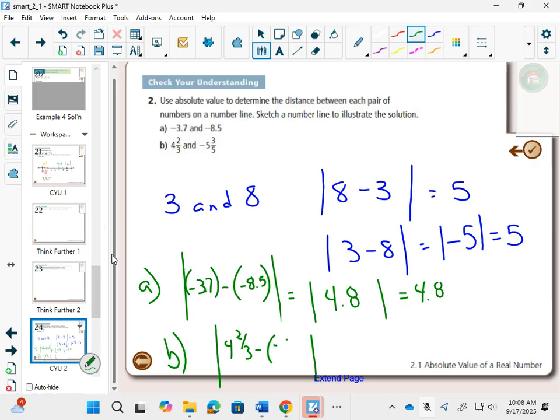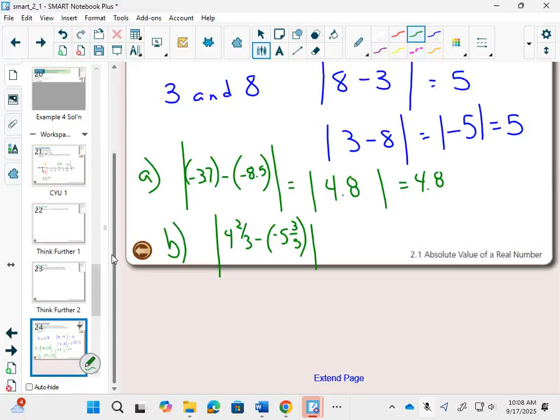Minus a negative 5 3/5. And I picked the bigger one first, minus the smaller one. But if you accidentally screwed up and did it the other way, you will still get the right answers with the absolute value bars, because it'll find the distance either way. All right, let's review. This will be 4 2/3 plus, minus the negative is plus, 5 3/5.